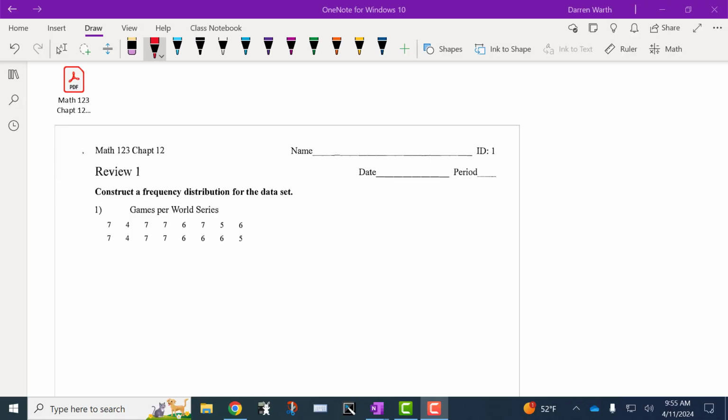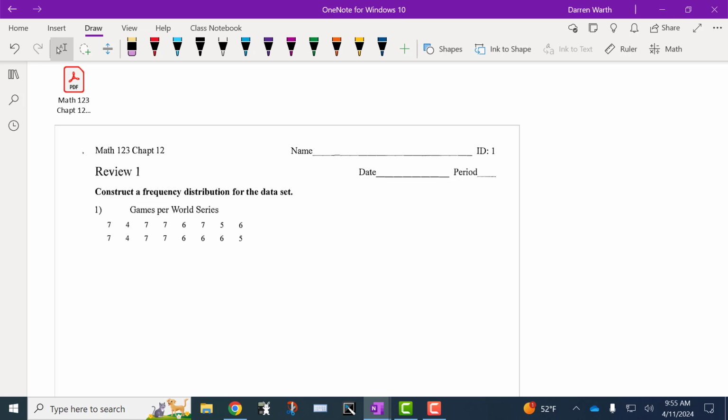Okay, as you look at your very first problem on your Chapter 12 review, notice your directions that tell you to construct a frequency distribution for the data set. So you can see you've got the games per World Series. You've got a 7, a 4, a 7, a 7, a 6, a 7, a 5, a 6, a 7, a 4, 7, 7, 6, 6, 6, and 5.